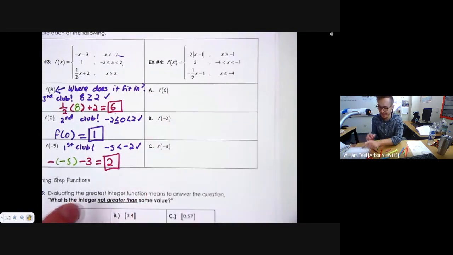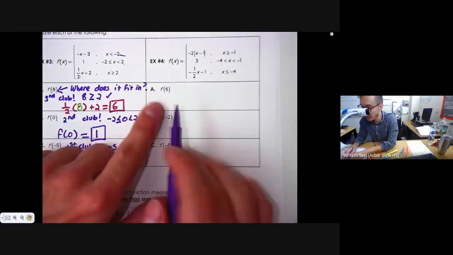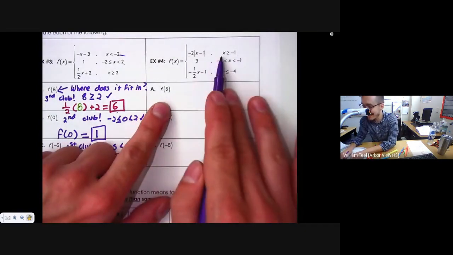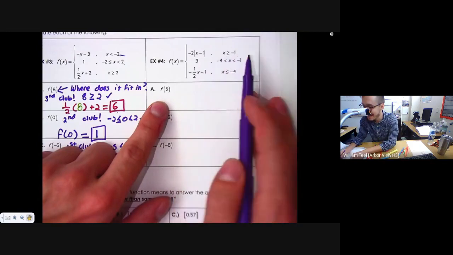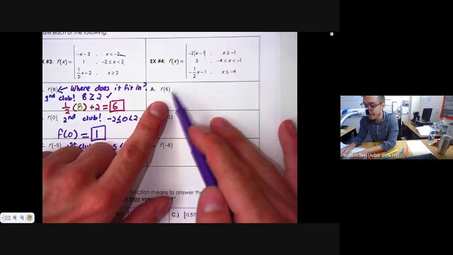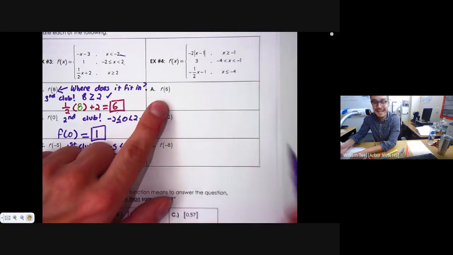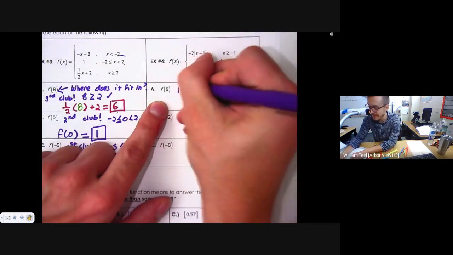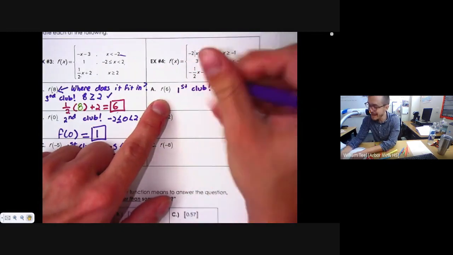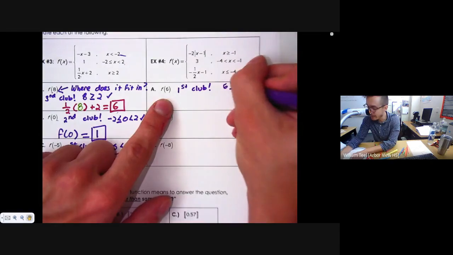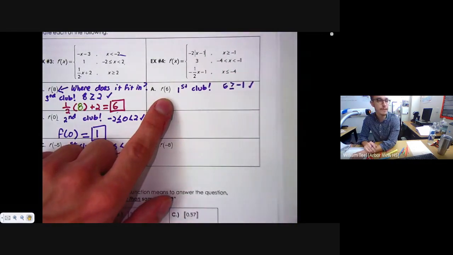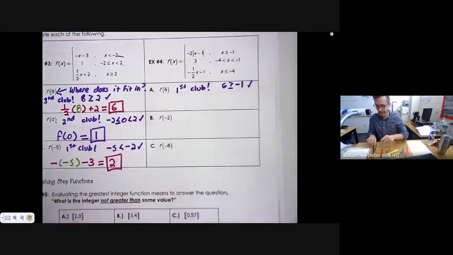So let's figure out which club this one is part of. If I'm looking at the first club, x has to be greater than or equal to -1. Well, is 6 greater than or equal to -1? It is, so this is going to be part of the first club. And that is because 6 is greater than or equal to -1. It works out. So let's go ahead and plug this into the first equation.